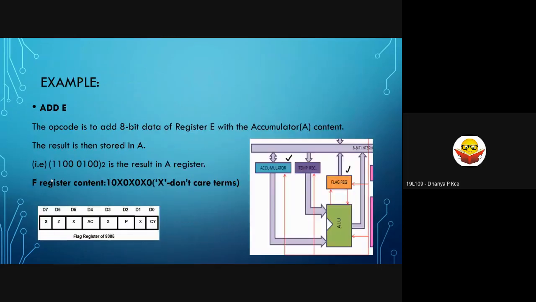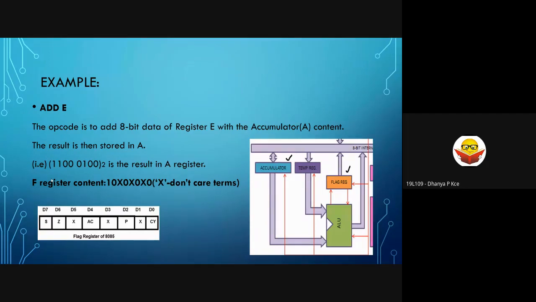Next, here is an example. We have already learned this opcode ADD E. ADD E is to add 8 bits of data present in register E with the accumulator content A. The result is stored in A. Already these two points we have discussed in the special purpose register under accumulator. And if I assume that this is the result which is to be stored in the accumulator register, this is how the status or the value will be stored in the F register.